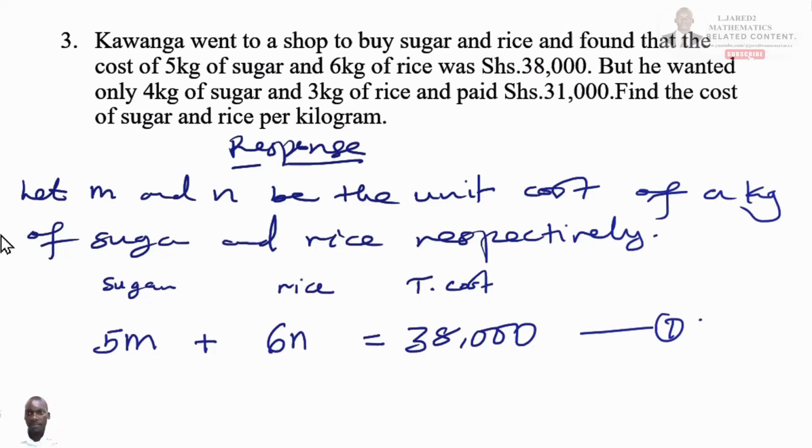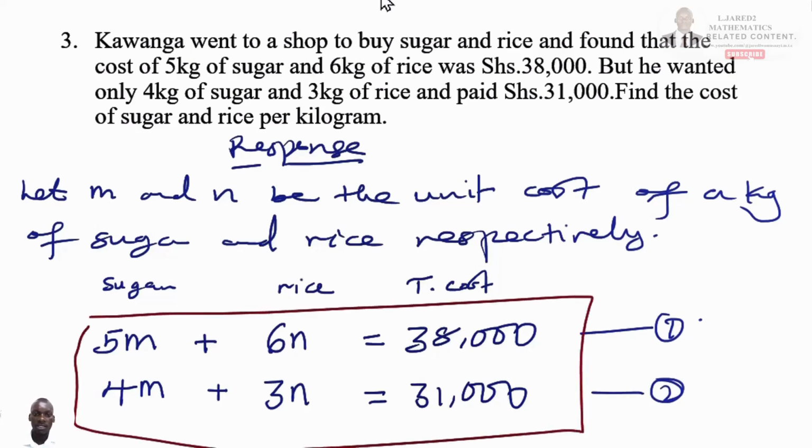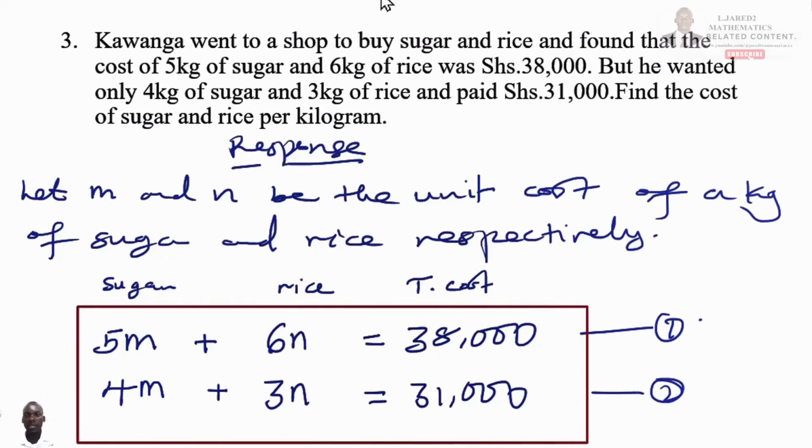As we proceed, it says that he wanted only 4 kilograms of sugar. So we have 4 multiplied by the unit cost of a kilogram of sugar, plus the 3 kilograms of rice multiplied by the unit cost of a kilogram of rice, equaling to the 31,000. This becomes our equation 2. Therefore, these are the simultaneous equations that we need to solve, so that we get the unit cost of a kilogram of sugar and rice. So now you proceed from here and find the values of M and N, which now will be the unit cost of a kilogram of sugar and rice.